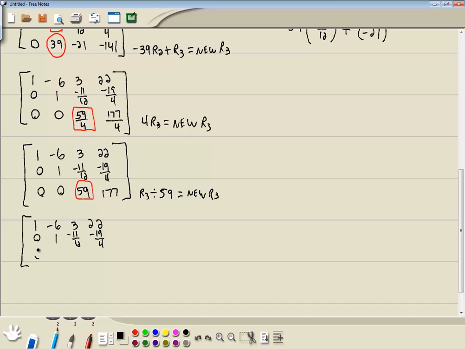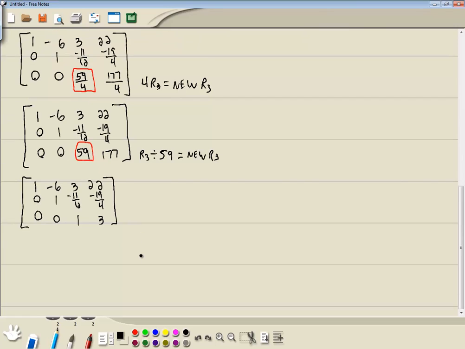0 divided by 59 is 0. 0 divided by 59 is 0. 59 divided by 59 is 1. And let's see what 177 divided by 59 is. 3. Now we got a 1 here, but there's no need to put zeros below it because there's nothing there. Now we could at this point drop out and do backward substitution. This is called Gaussian elimination. I'm gonna do the Gauss-Jordan elimination. So now I'm gonna go back up.